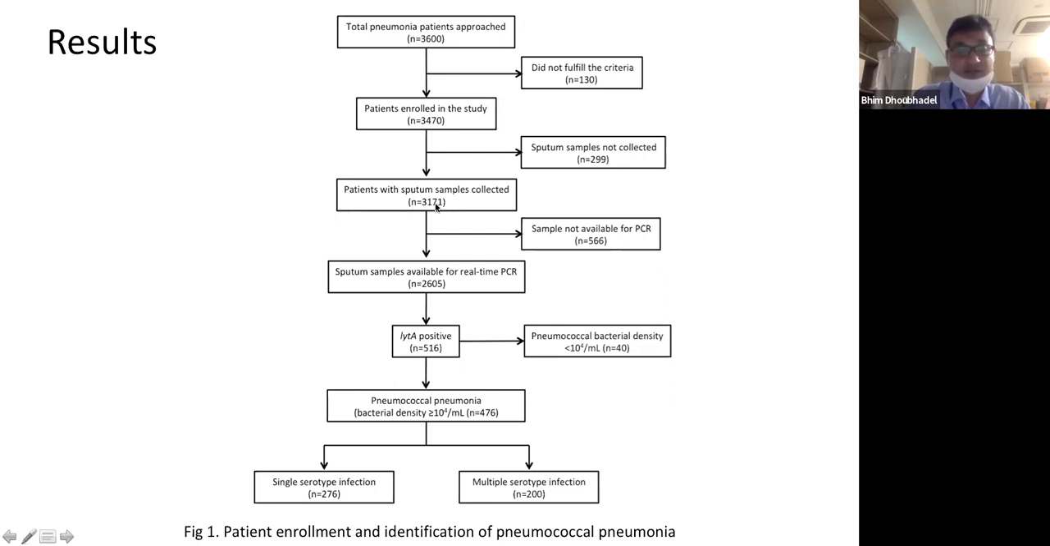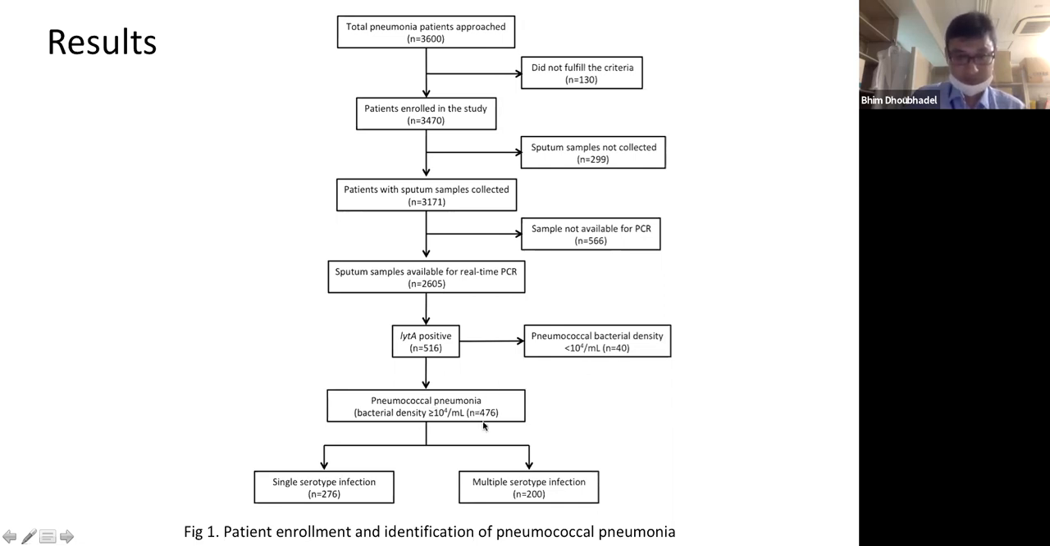So 3,131 sputum samples were collected, and for PCR, only 2,605 samples were available. We tested by PCR, and 516 samples were positive for pneumococcus. And when we look at the load, 40 samples had a load less than 10⁻⁴, so they were excluded.